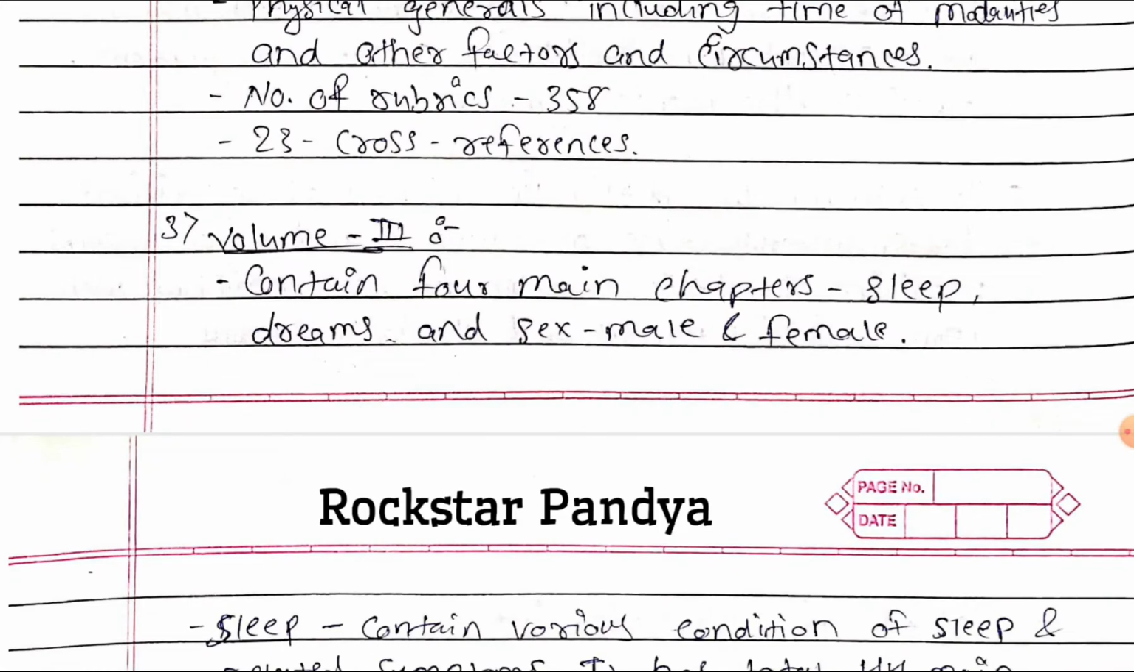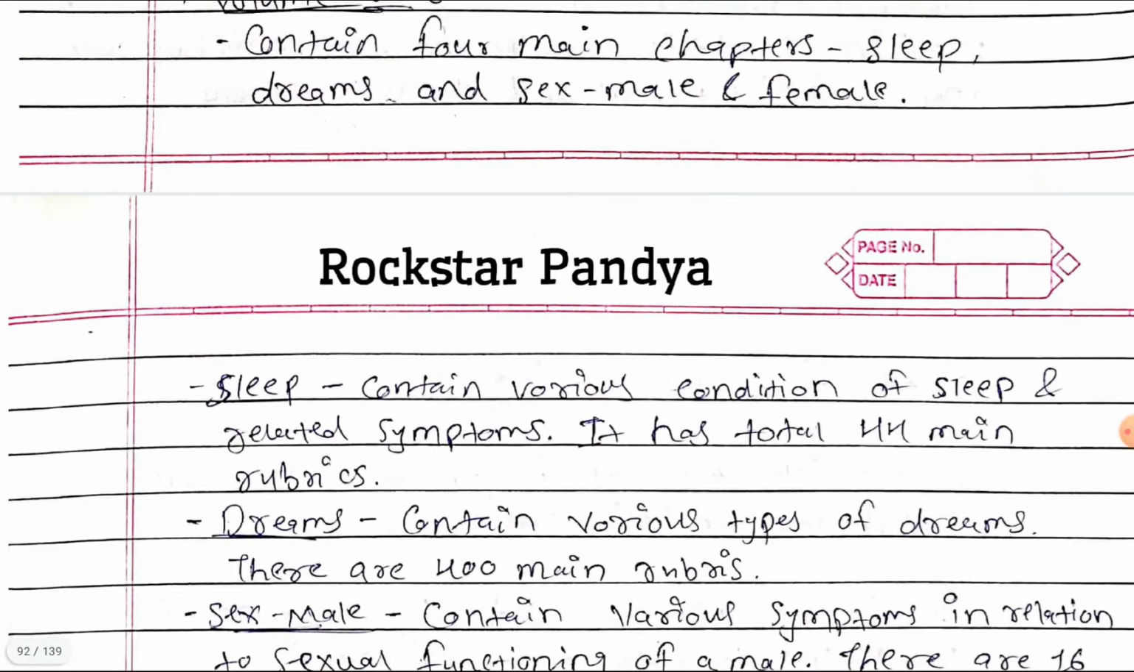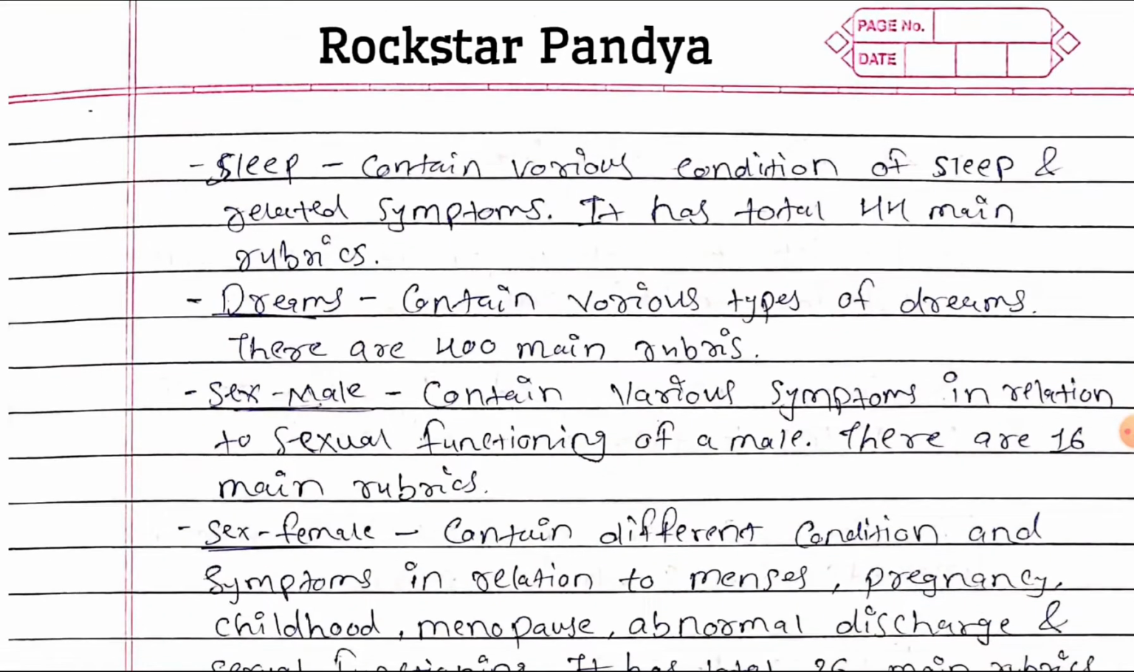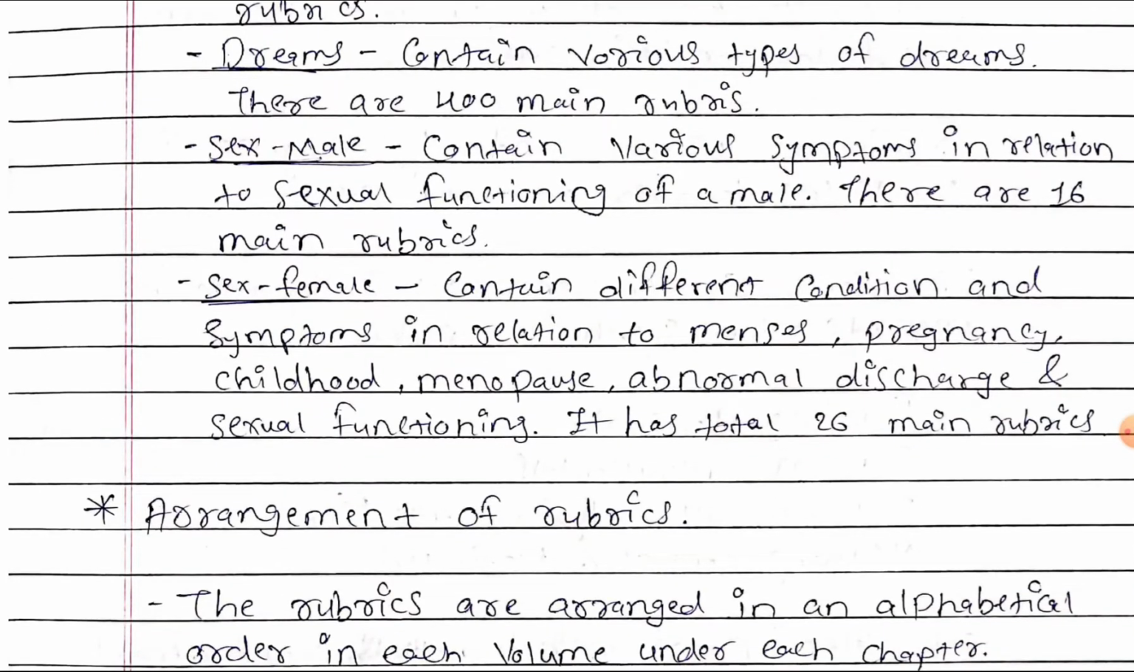Volume 3 contains 4 main chapters, that is sleep, dream, and sex, male and female. Sleep contains various conditions of sleep and related symptoms. It has total 44 main rubrics. Dreams contain various types of dreams. There are 400 main rubrics. Sex, male, contains various symptoms in relation to sexual functioning of a male. There are 16 main rubrics. Sex, female, contains different conditions and symptoms in relation to menses, pregnancy, childhood, menopause, abnormal discharges, and sexual functioning. It has total 26 main rubrics.